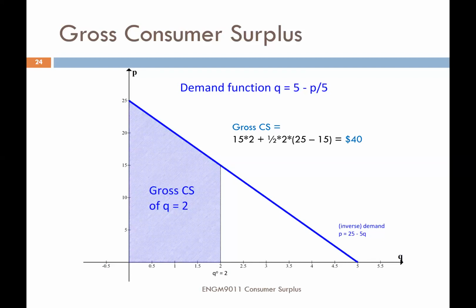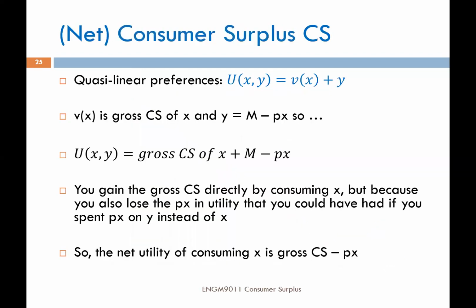If you had to pay more than $40 to buy 2 units of the good, you'd say, no thanks, I won't buy it. If you pay less than $40 for 2 units of the good, you're happier. You say, that's great, I'm making money. I pay less than $40, but it's worth $40 to me. Okay, so that's the idea of gross consumer surplus, the maximum you're willing to pay for that many units of the good. Now, as I pointed out, we don't use gross consumer surplus, we use net consumer surplus.